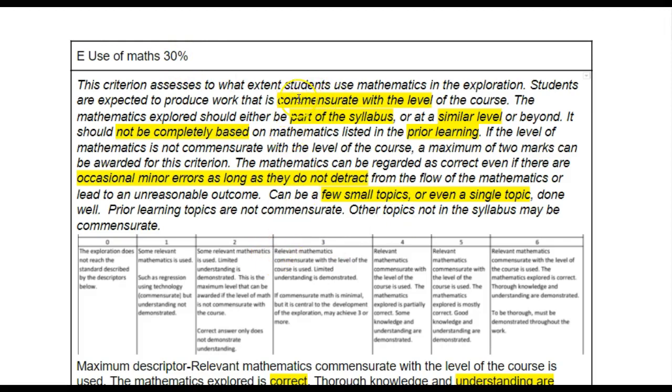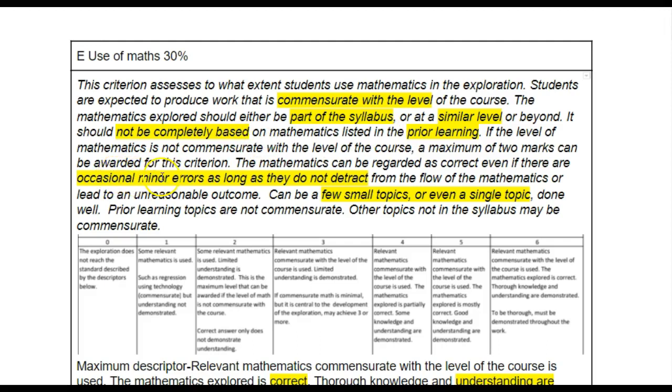So basically the math that you choose has to be something from the syllabus, which is the safest thing. It could be something as difficult as the syllabus but outside the syllabus, but you're just making your life more complicated. Definitely it can't be stuff that you did not learn in our syllabus because it's something you learned in 10th grade only. That's not good.